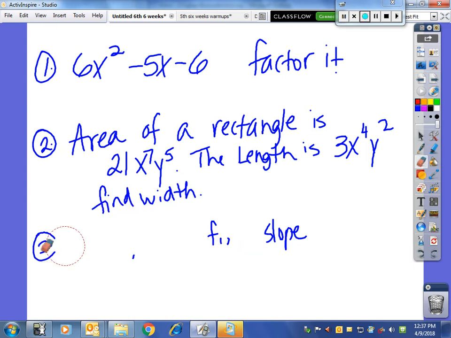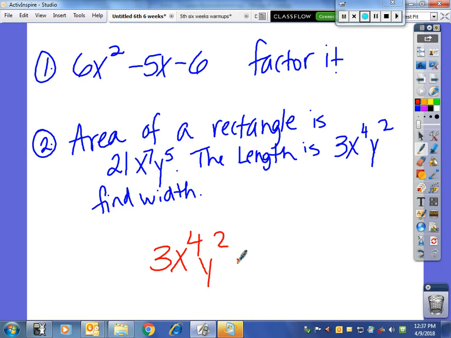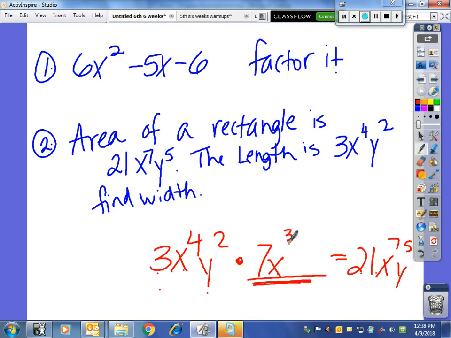All right, number 2. You can do this by dividing. I heard a lot of you say dividing. That's perfectly simple to do. You also could have just kind of thought of it like backwards. 3x to the 4th y squared times what missing factor would equal 21x to the 7th y to the 5th? What's the coefficient got to be? 7. 3 times 7 is how you get 21. My x's went from x to the 4th to x to the 7th. X to the 3rd. My y's went from y squared to y to the 5th. That was the missing factor.